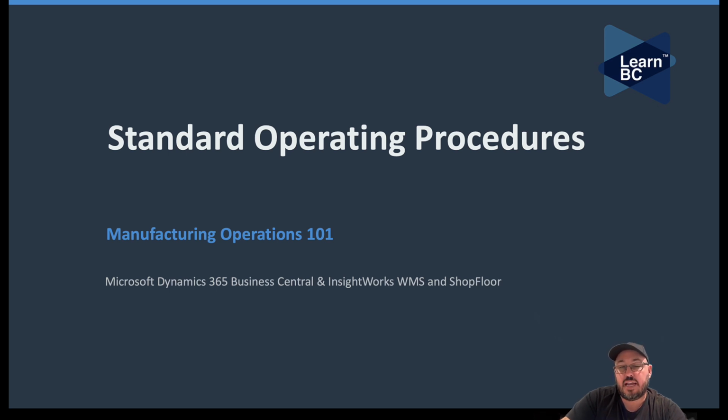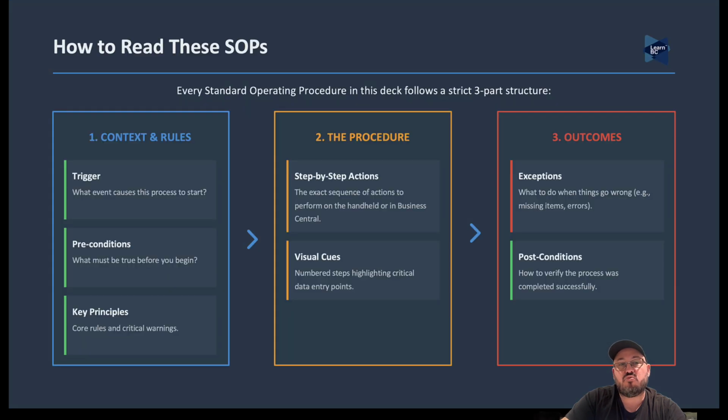They're a great partner. Now, let's talk about the structure of our SOPs. Every SOP is going to cover a slide on context and rules, a slide on the procedures, maybe multiple slides on procedure if there's options, and then you've got the outcomes. The context and rules cover the trigger. What causes this to start? When is this relevant to you? What are the conditions that need to be met? And what are the key principles we're trying to encourage you to understand?